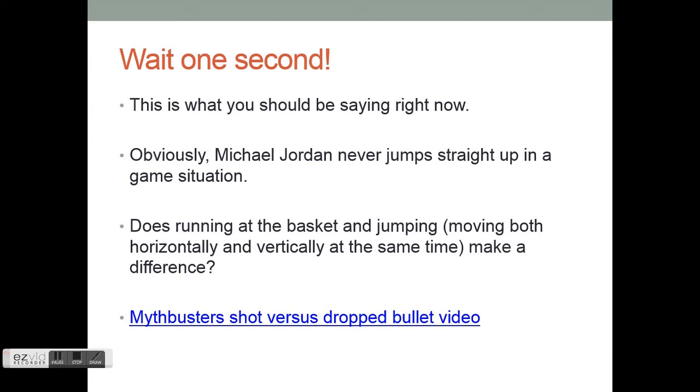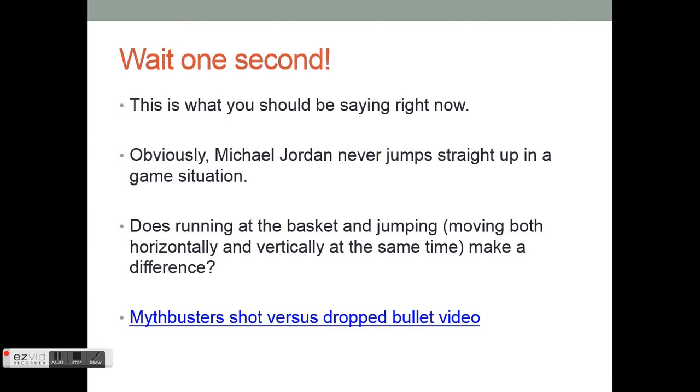Now you might be saying, wait a second. I see what you're saying right now, but obviously Michael Jordan never jumped straight up in the air. How often have you ever watched a basketball game and seen a basketball player dribble to underneath the net, stop, and then jump straight up in the air to try to dunk the basketball? It never happens. And there are reasons why it never happens in basketball, because you lose a lot of your offensive advantage if you stop.